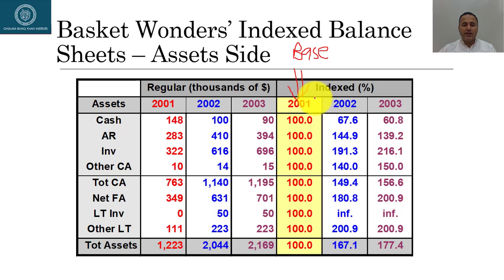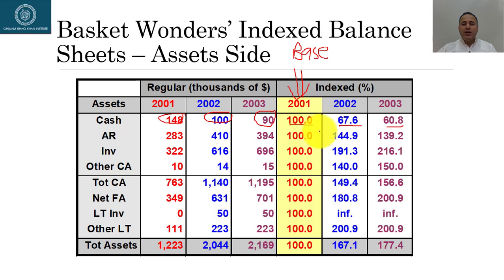Sorry for my poor handwriting. So cash, if you see, we converted that cash into 100, and then we converted the subsequent numbers. We in fact express the subsequent numbers, the subsequent years, as a percentage of the base year. So if the base is 100, how do we get this number? We divide 100 by 148. For 2003, what do we do? We divide 90 by 148.